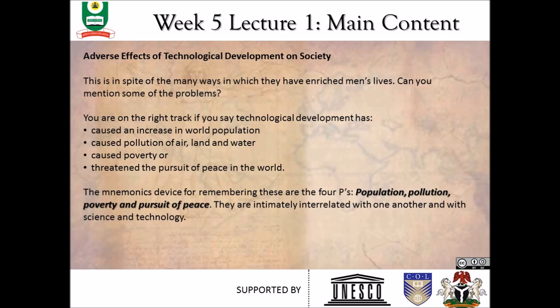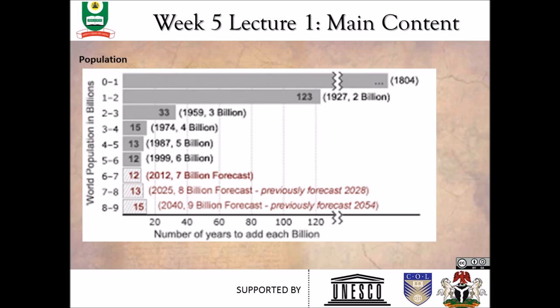You are on the right track if you say technological development has caused an increase in world population, caused pollution of air, land, and water, caused poverty, or threatened the pursuit of peace in the world. The mnemonic device for remembering these are the four P's: population, pollution, poverty, and pursuit of peace. They are intimately interrelated with one another and with science and technology. We shall discuss them one after the other.